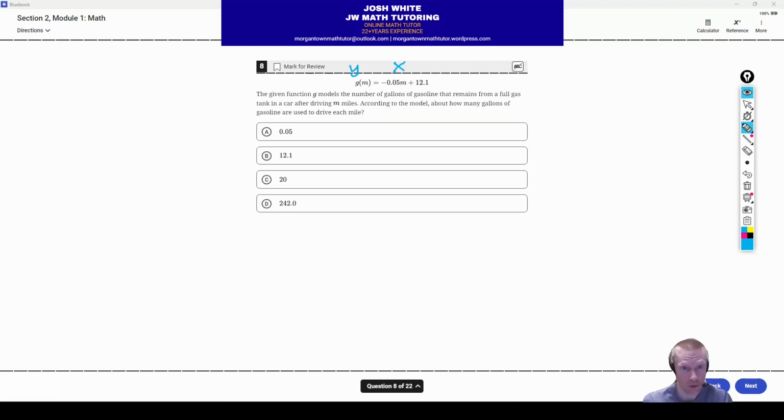And the correct answer is 0.05. It's just the slope. It's just this number right here. Because when you drive each additional mile, the amount of gasoline will go down by 0.05. And you could just confirm this by picking two numbers and plugging them in, plug in 10 and 11 and calculate what the gasoline is that's remaining and compare those two values, subtract them, you're going to find the difference is 0.05. So the correct answer is A for this one. Nothing else to do.